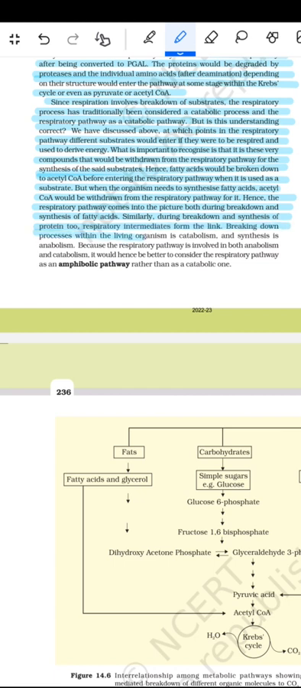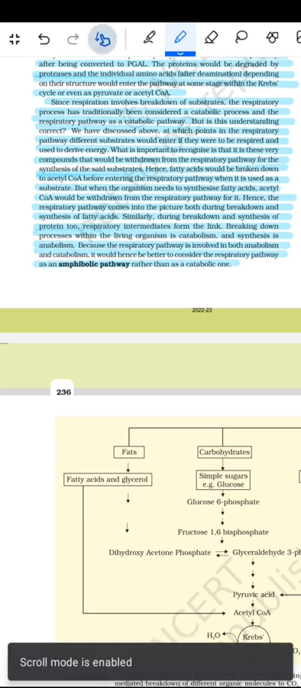Breaking down the process within the living organism is catabolism and synthesis is the anabolism. Because the respiratory pathway is involved in both anabolism and catabolism, it would hence be better to consider the respiratory pathway as the amphibolic rather than a catabolic one.